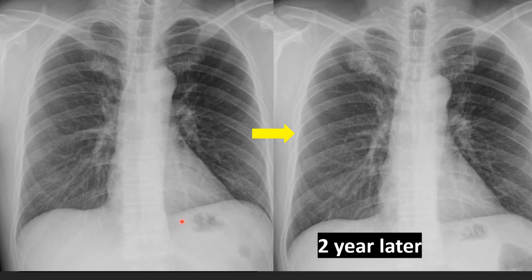Let's begin our cases. This is the real first case. Left side film, it looks normal. And 2 years later, what happened? Did you find it? Hope you find something. Look at the right apex. Okay, you got something, and the difference between the two films. Yes.